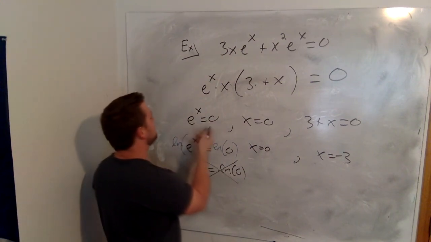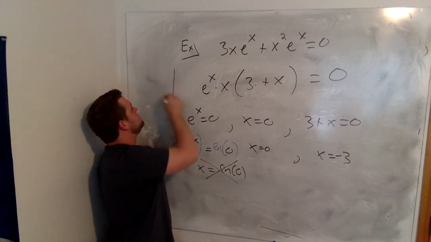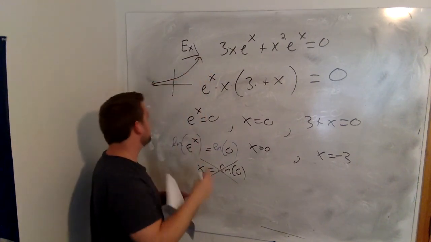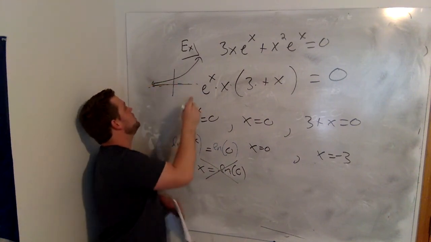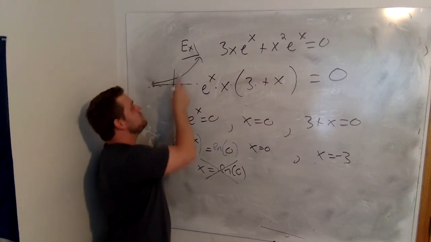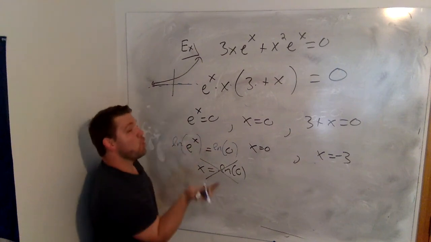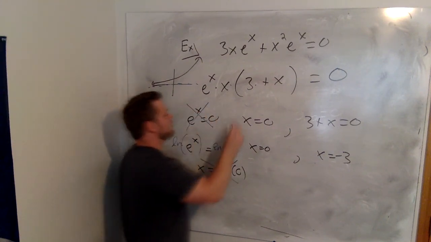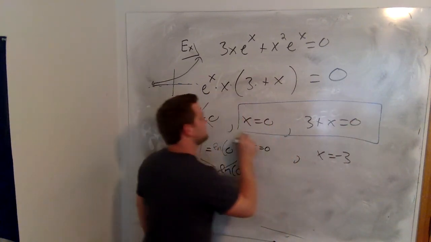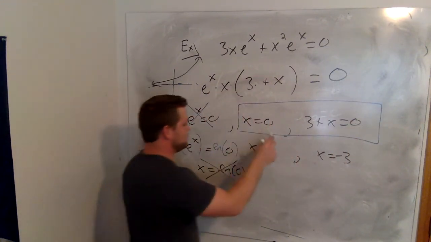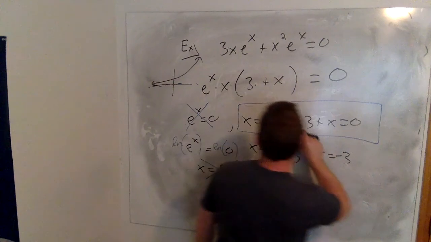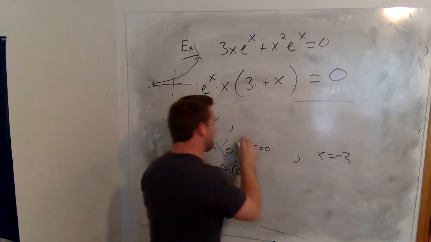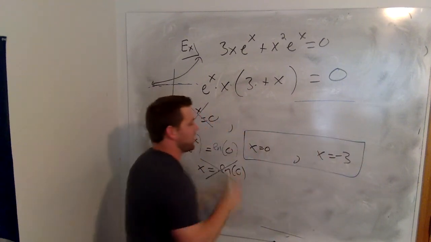And again, we can think about why. What does the graph of e to the x look like? The graph of e to the x looks like this. Remember, it has a horizontal asymptote. There is no x value that gives you an output of 0. E to the x is always strictly above the x-axis. There is no solution to this piece. There are only 2 solutions, x equaling 0 and x equaling negative 3. So these are our only 2 solutions for this problem.